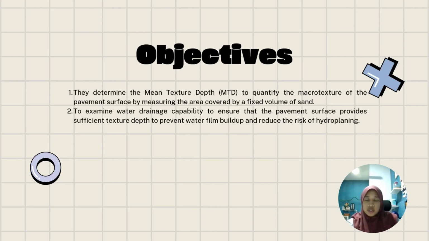There are 2 objectives in this laboratory. First is to determine the mean texture depth, MTD, to quantify the macro texture of the pavement surface by measuring the area covered by a fixed volume of sand. Next is to examine the water drainage capability, to ensure that the pavement surface provides sufficient texture depth to prevent water film build up and reduce the risk of hydroplaning.